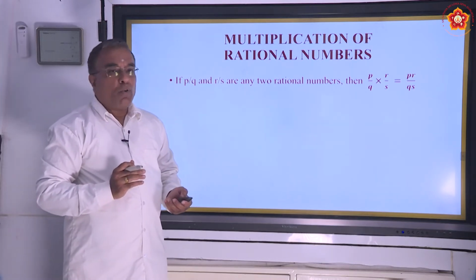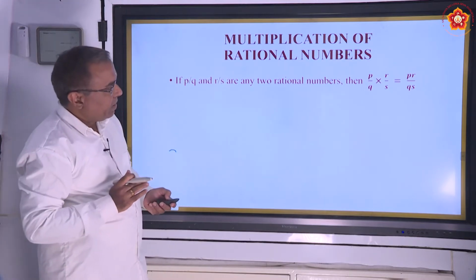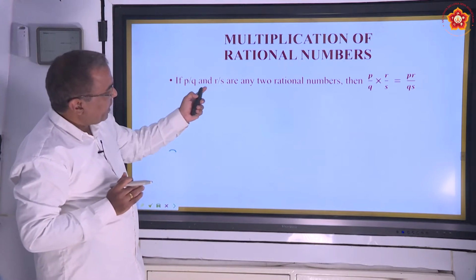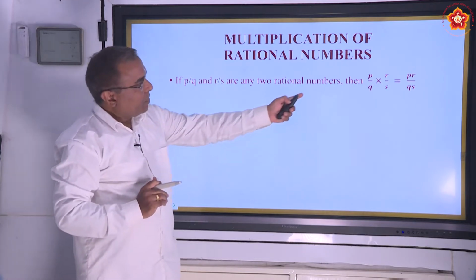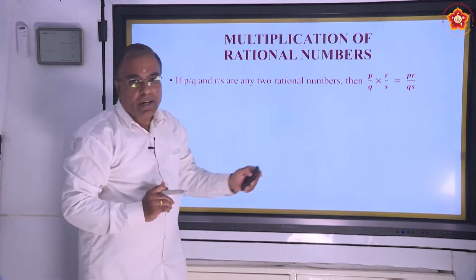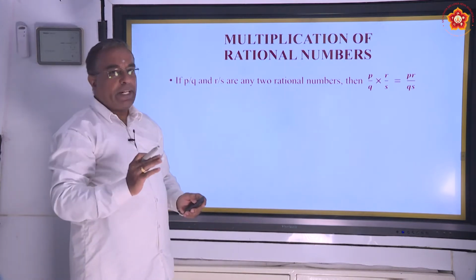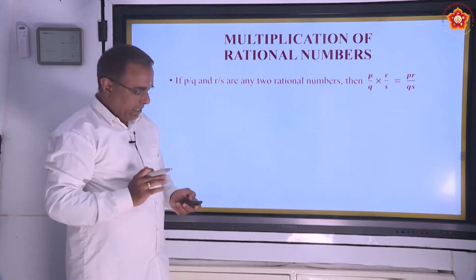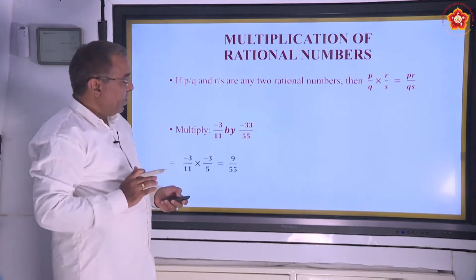Now how to multiply any two rational numbers? This is again very simple. Consider any two rational numbers p by q and r by s. Multiply the numerators separately, p into r will be pr, q into s will be qs. Multiply the numerator separately, denominator separately, that is it. We will take one problem.